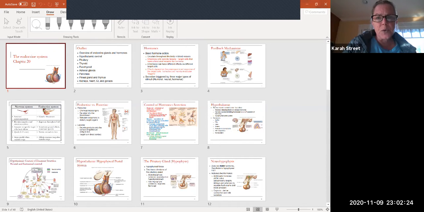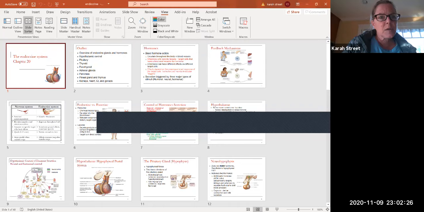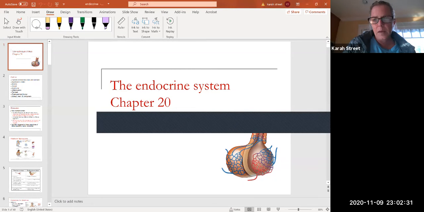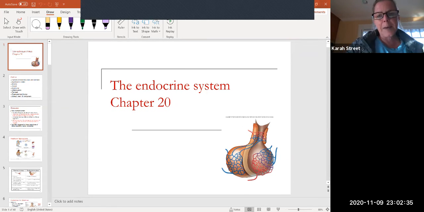I gotta move my controls. Here we go. The Zoom controls are always in the way, it seems like.